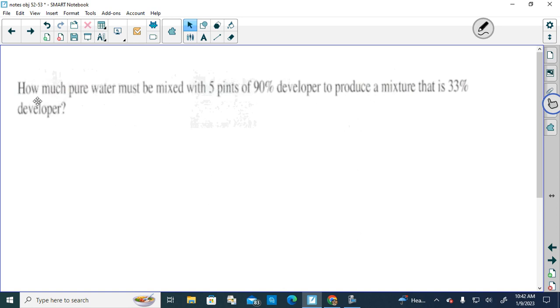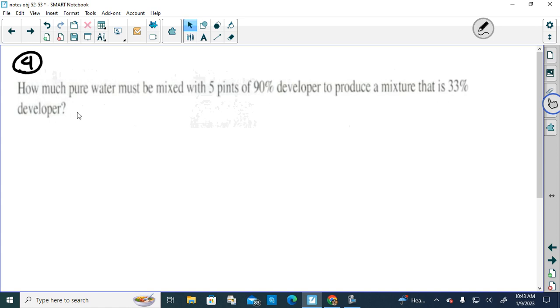One more. Number 4, and then you're going to try some. Okay, so number 4. How much pure water must be mixed with 5 pints of 90% developer to produce a mixture that is 33% developer?